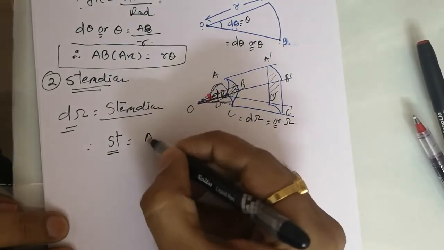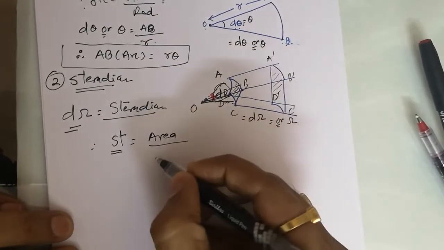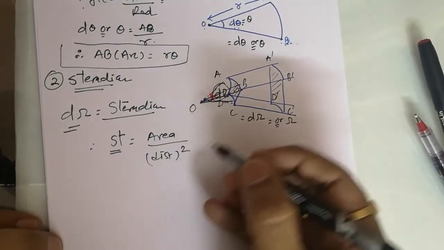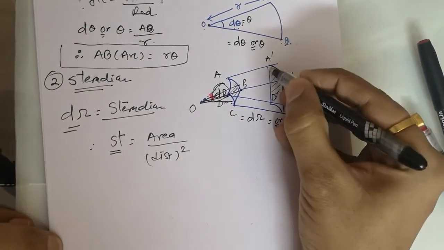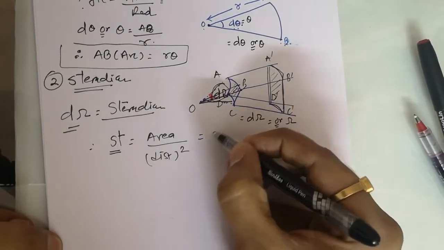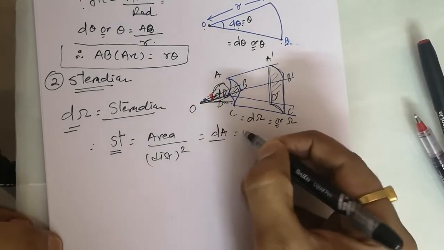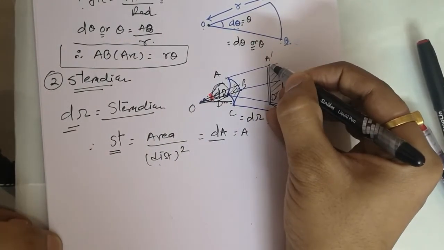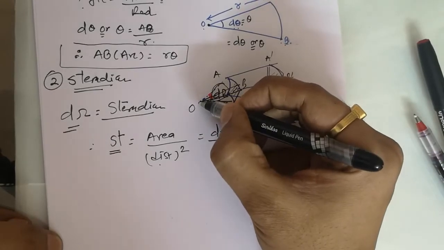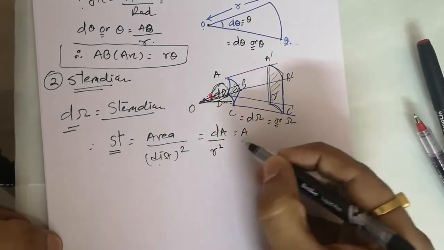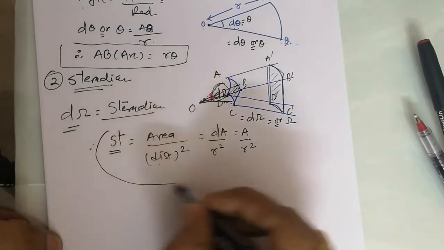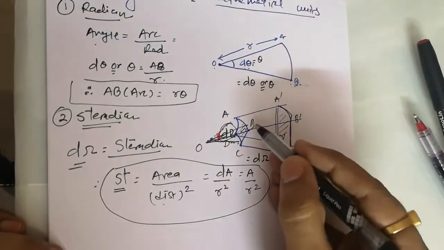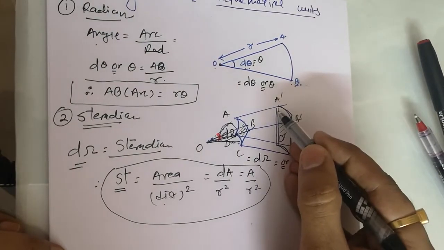It is area over distance squared. This is called area because this much area is enclosed under the influence of a steradian. So I can say it is dA, or area, over distance squared. It is the distance from either A or A dash, or you can say it is OA. It is r squared. So this one unit is called a steradian. This is the area coming under the influence of the curvature of this part.